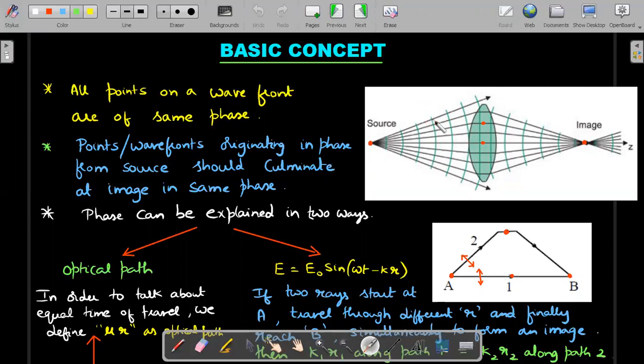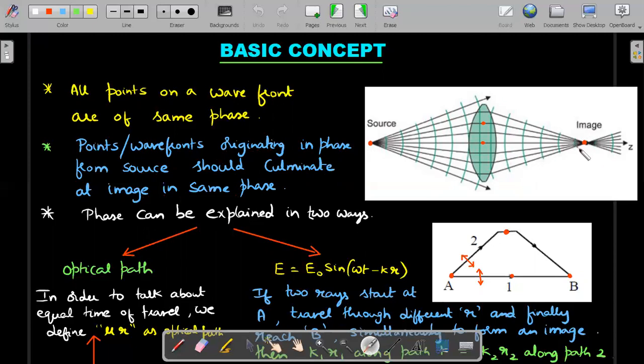If you collect all the points which have the same phase after some time t and after traveling a distance x or r, then joining all of them in an imaginary situation gives you a surface which is known as a wavefront. So all points on a wavefront are of the same phase. The same logic is even stated in Huygens wave principle, where you don't have any equations, you just assume that they are all in the same phase. Points and wavefronts originating in phase from the source should culminate at the image in the same phase.